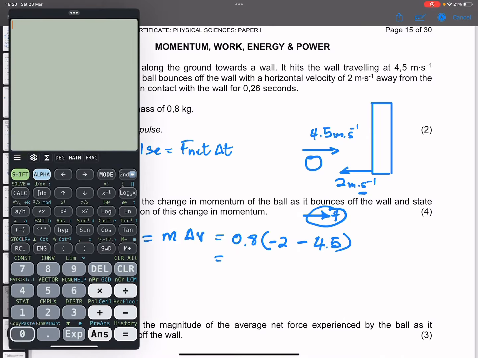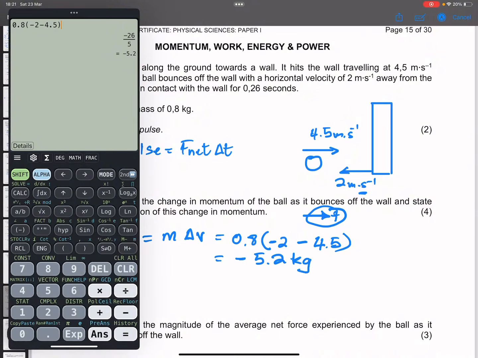So what would be our change in momentum? It would be 0.8 times -2 minus 4.5. So that would be -2 minus 4.5. So we get -5.2.